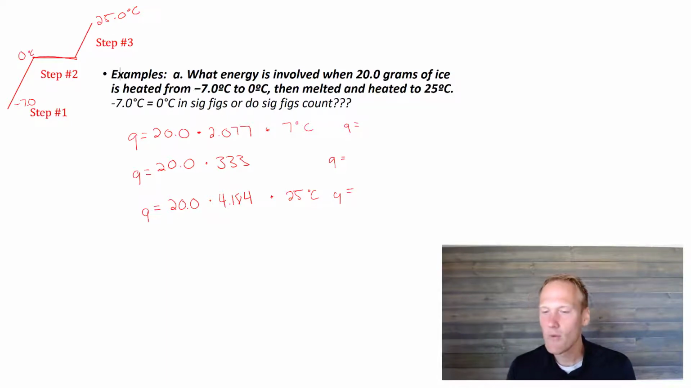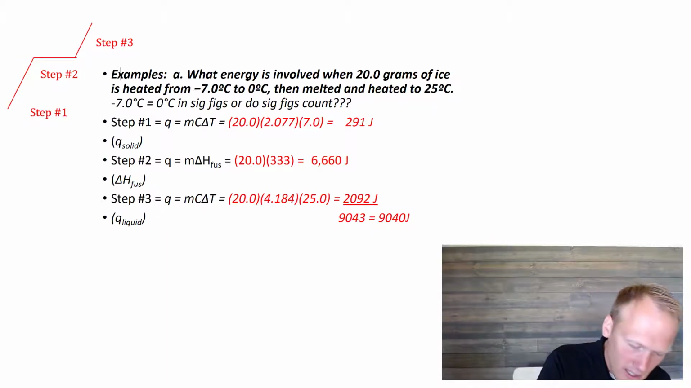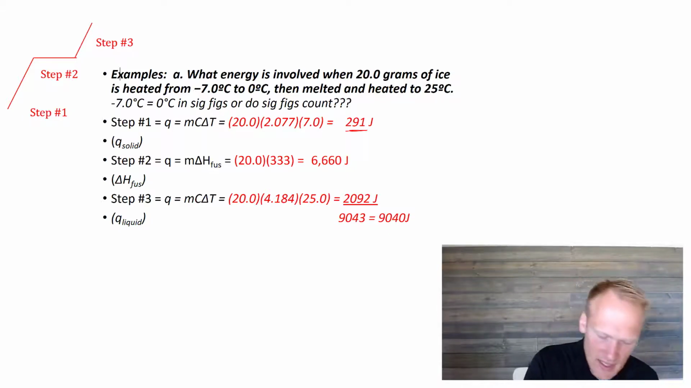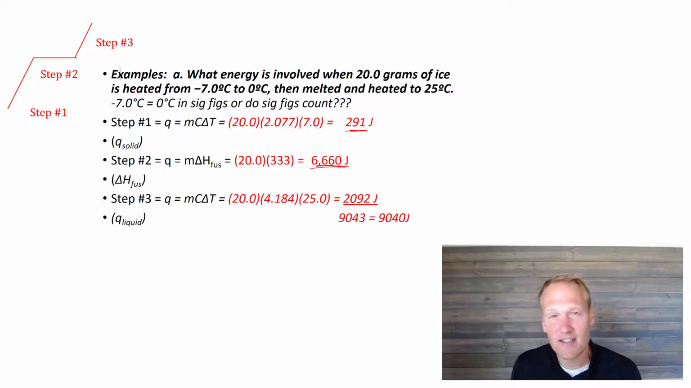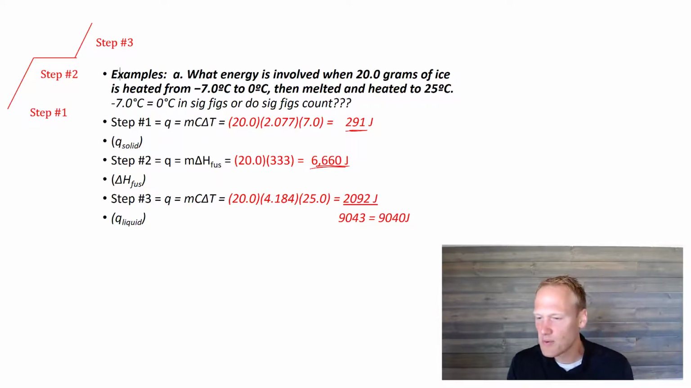What's happening? We will only ever do these with water. I'll never give you a foreign substance to do these with, but you need to be able to identify, okay, this is a 3-step problem because we're going through a phase change. So if we look at our answer here broken down, based on how we set up the first equation, we get 291 joules. The second equation, which is our phase change, would be 6,660 joules. And our last part, which is going from 0 to 25, would be 2,092 joules.